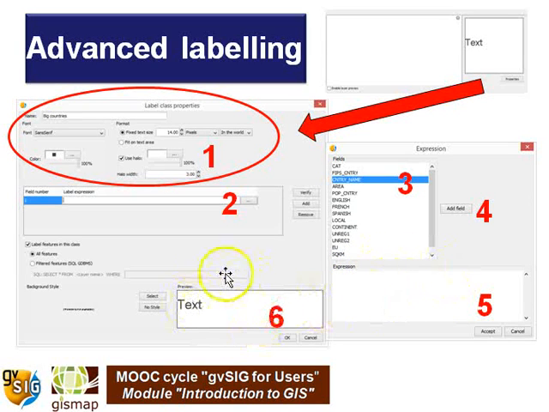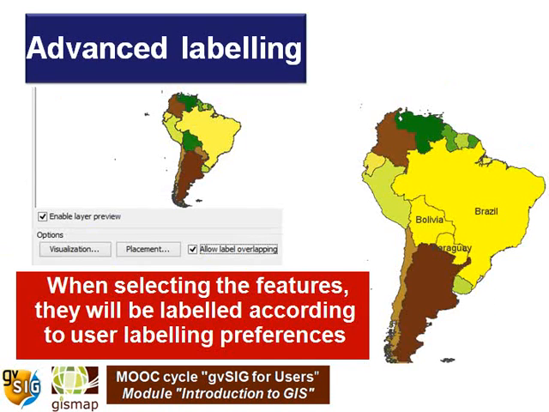Here I can have an overview of the label. Then I can click OK, and my labeling will be applied. You see, in this case, I've used only if selected, so when I select some features, they will be labeled. So these are some options. Then I can also choose to allow or not allow label overlapping, and I have here the preview.